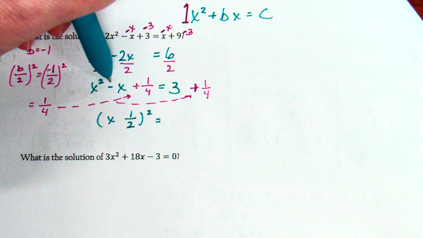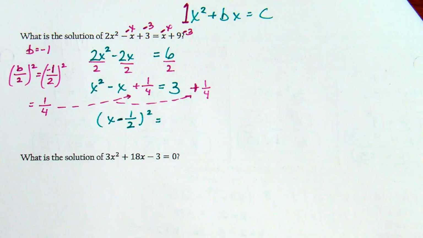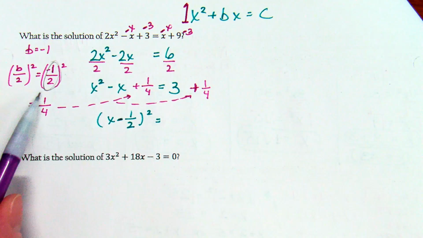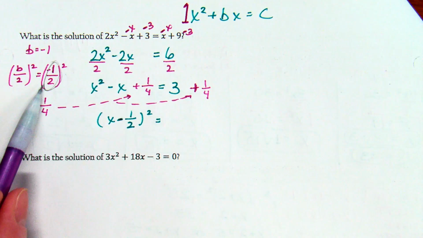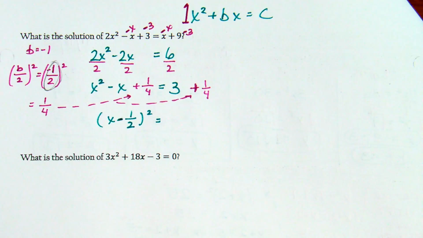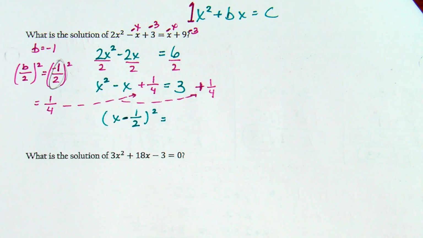And what sign do I have on my b term? A negative. Now, do you guys remember the trick you can use from yesterday? This negative 1/2 is the same thing that we have up here before we squared. So you could have also just looked at this. Okay? Clean up the right. What is 3 plus 1/4? 13/4.